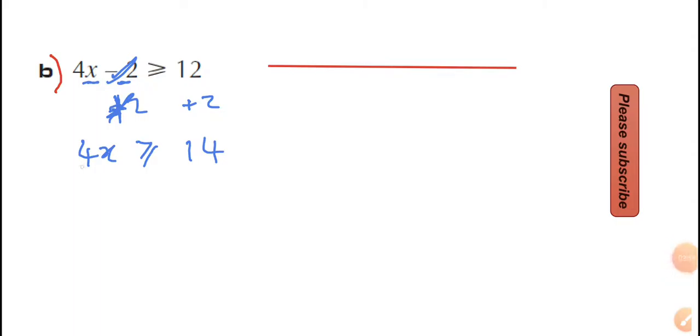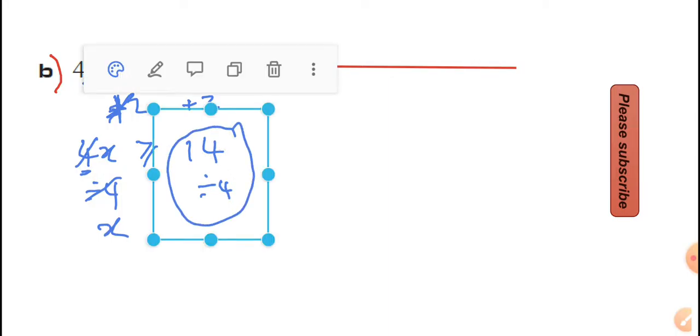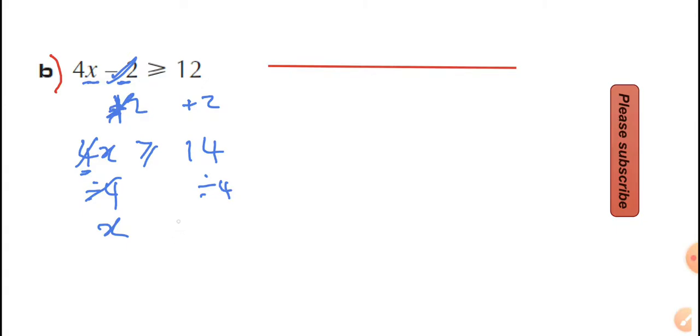And now to get the x on its own, I have to get rid of this times 4. To do that, I have to divide by 4 here, and I'll have to divide by 4 here. On the left hand side, the times 4 and the divide 4 cancel out, leaving just the x. And on the right hand side, I have to do 14 divided by 4. So I can write it like this, 14 over 4.